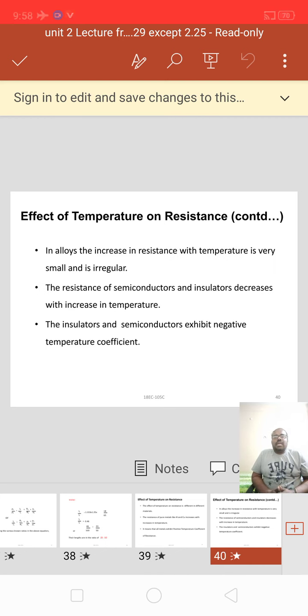Next, in alloys, the increase in resistance with temperature is very small and irregular, because alloys have different types of metals, so the temperature coefficient is small and irregular. The resistance of semiconductors and insulators decreases with increase in temperature. Most important point, the insulators and semiconductors exhibit negative temperature coefficient.